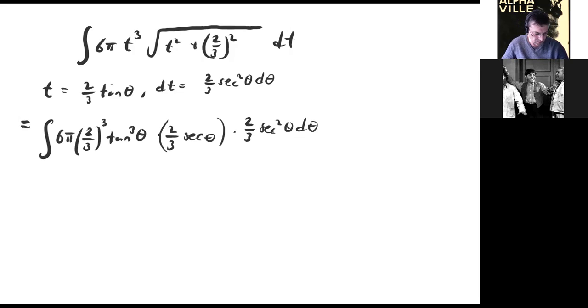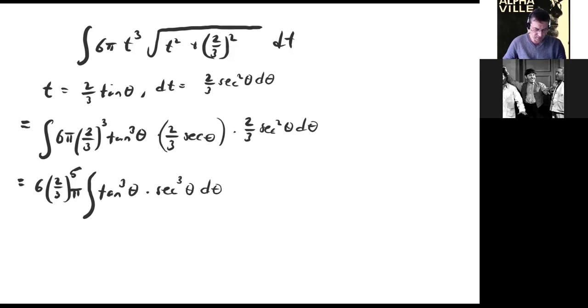Okay, let's group the like terms. So let's bring the constants out. So we have 6 times 2/3 to the, it looks like the 5th power, 6 times 2/3 to the 5th power times pi. And we have tangent cubed theta times secant cubed theta d theta. And I believe that's correct. Okay, so now we have to do this integral.